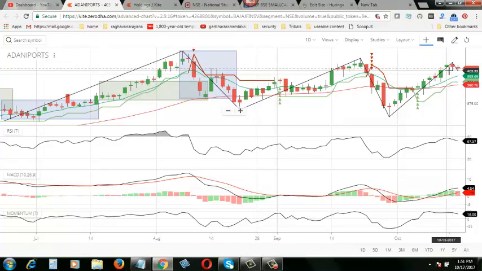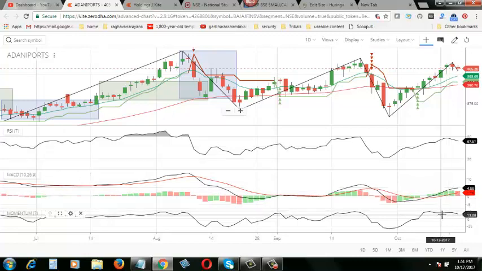Then about the zigzag, this thing, and RSI are both saying that Adani Ports price will go down, but MACD is saying that the Adani price will go up. Okay, look at the momentum. Now momentum is very strong. I really love this indicator.